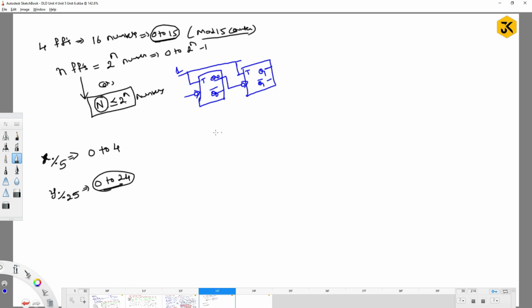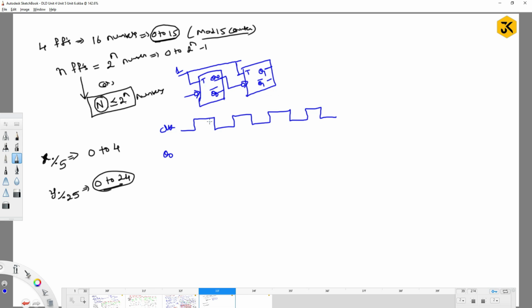Okay, fine. Now if I try to draw the timing diagram for this, how is it going to behave? If I say something like this, so this is a clock signal, and if I am going to have the definition for the input of T equal to 1, what might be the Q0?